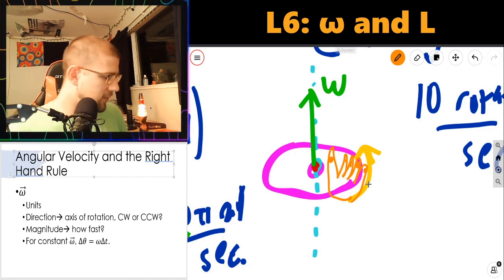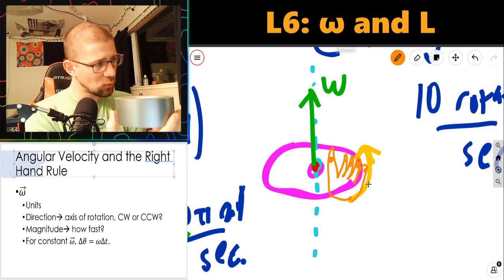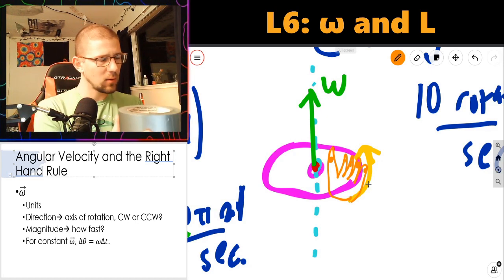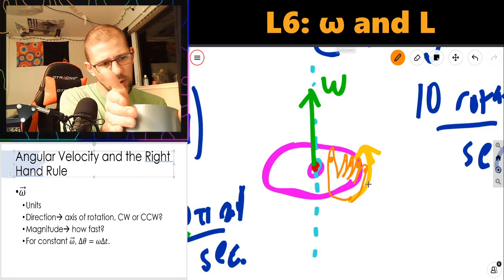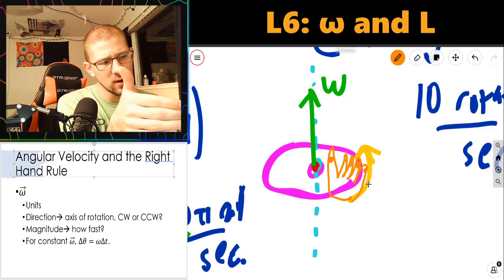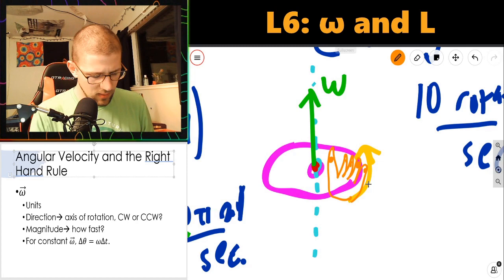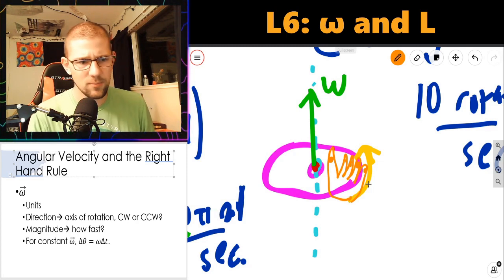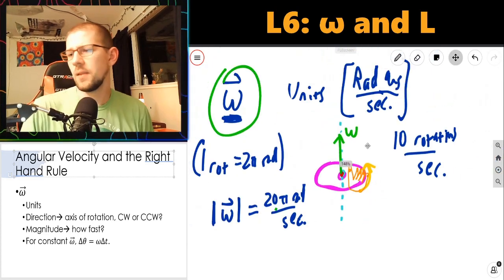If you don't trust me, try it for yourself. So I've got this object. It's rotating this way. Here we go, it's rotating. I take my right hand, put it in the direction of rotation, and then put my fingers in the direction of rotation, and then use my thumb to determine whether the vector for angular velocity is pointing up or down. In this case, it's up. So there you go.